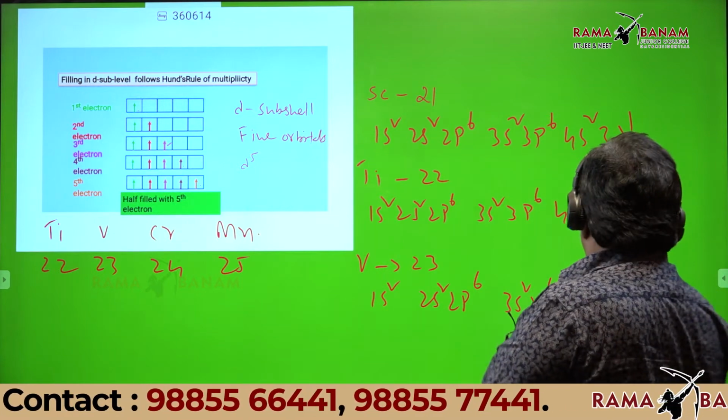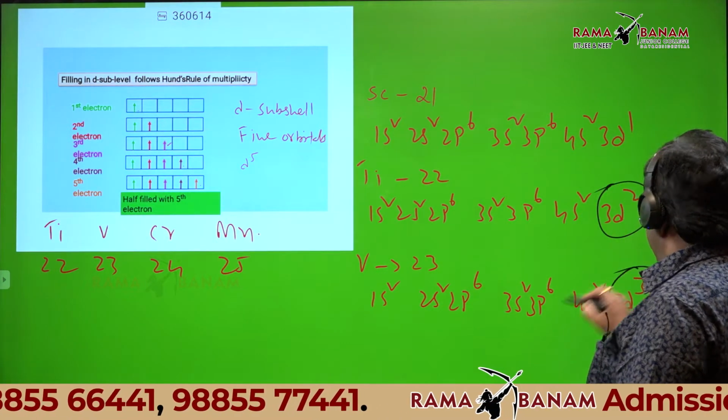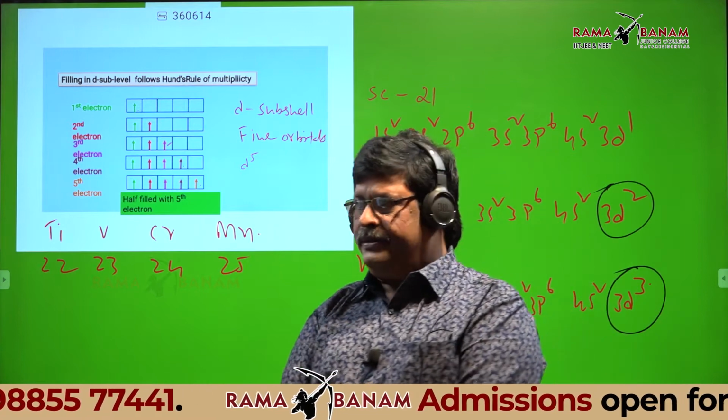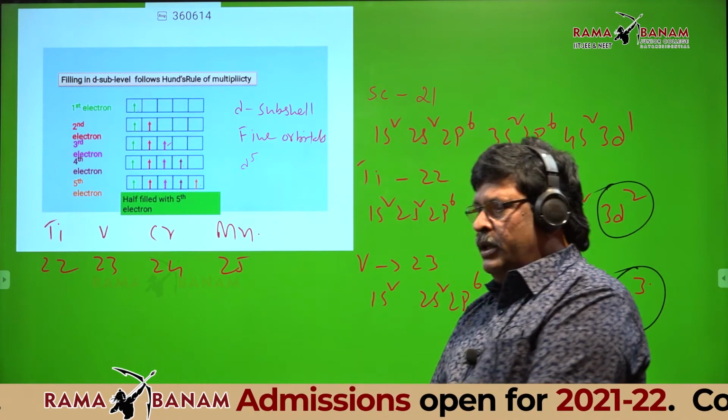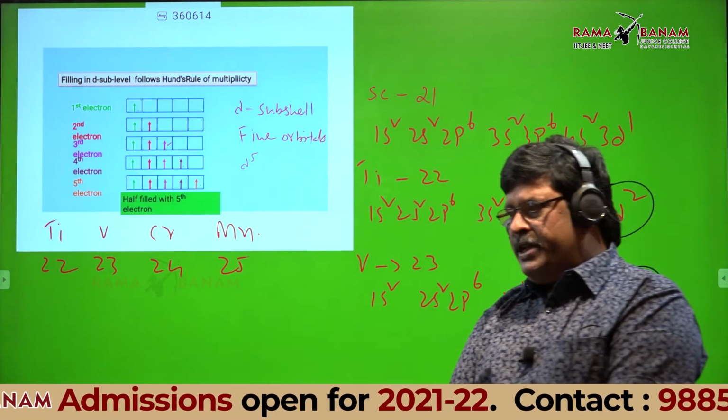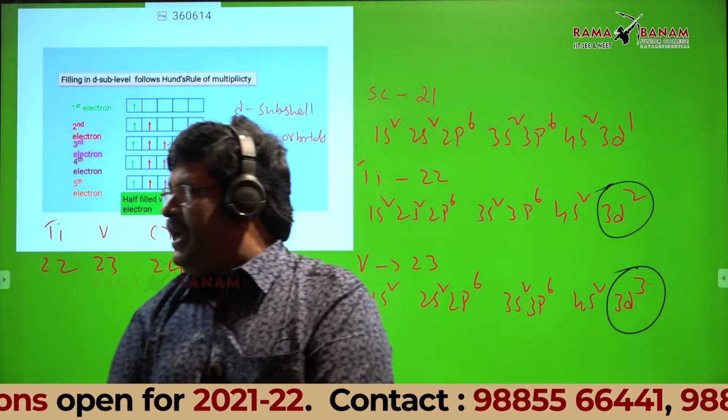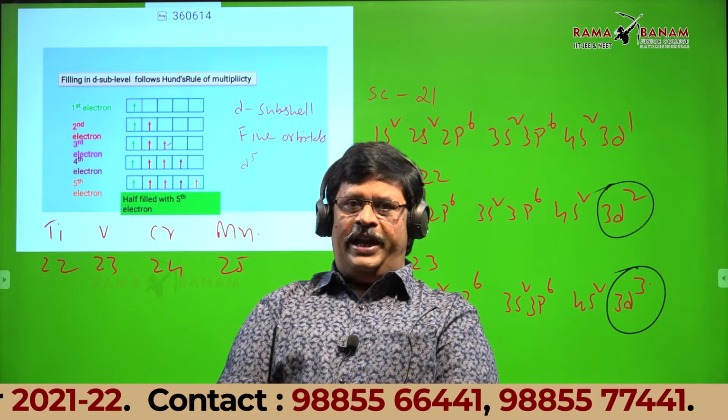Okay. Now, can you tell how many unpaired electrons are there in vanadium? Degenerate orbitals means orbitals having the same energy. Okay, now?